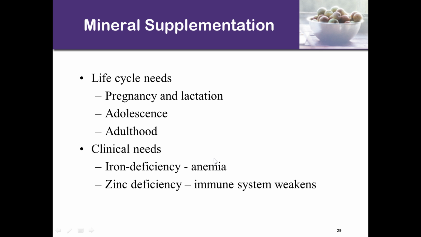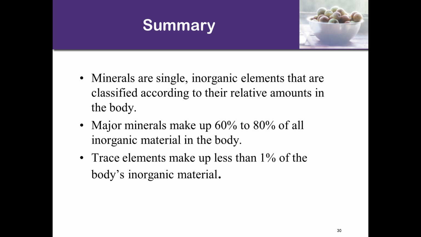Clinical need: iron deficiency, anemia, zinc deficiency. The immune system will be weak. If there is a deficiency in zinc, then the immune system is weakened, and if there is a deficiency in iron, then anemia will occur. So the summary is: minerals are single inorganic elements that are classified according to their relative amounts in the body. Major minerals make up 60% to 80% of all inorganic material in the body, and trace elements make up less than 1% of the body's inorganic material.